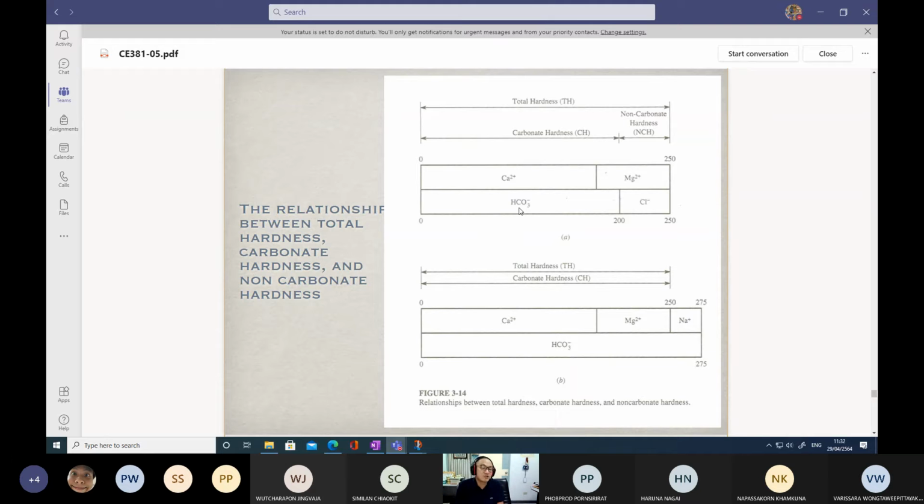We actually cannot measure the bicarbonate, but we can measure the alkalinity. In fact, they are not the same, but we can sometimes use this information to evaluate the amounts of these contaminants.